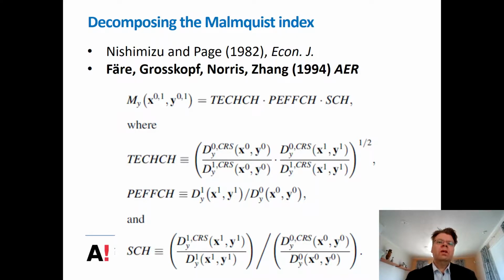So the true original component of this Färe, Grosskopf, Norris, and Zhang decomposition is the introduction of the scale efficiency part. So let's first of all try to get more intuition. Notice that from this decomposition, it's worth noting that this Malmquist productivity index is the product of three components, which are the technical change, PEC, so it's pure efficiency change, and SCH, which is scale efficiency change. Let me then walk you through these three components in more detail.